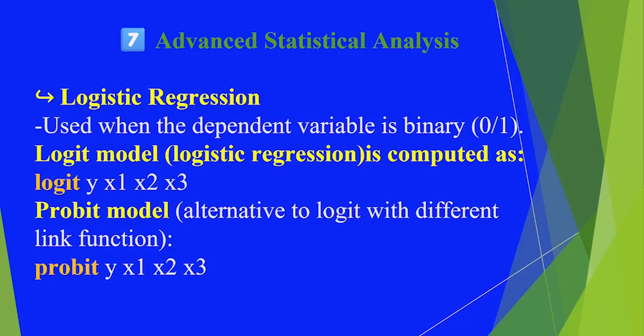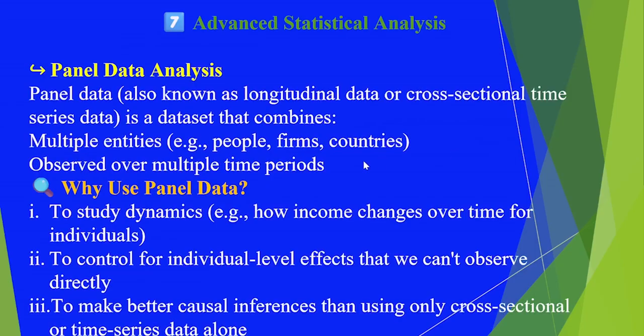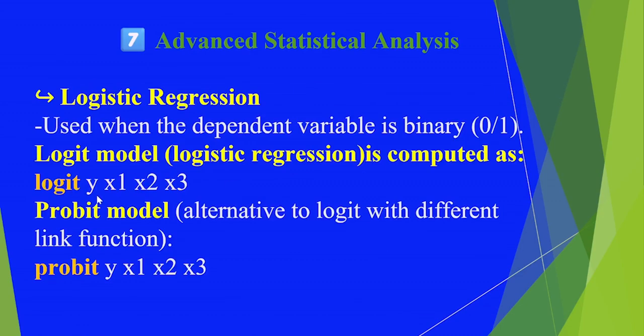Moving ahead, on logistic regression, we use logistic regression when the dependent variable is binary. That is the keyword. When the dependent variable is binary, binary means only two options, zeros or one. And the logit model or logistic regression is computed as, in fact, we have two functions. We can use logit or we can use probit. So the difference is just the name, but the logic is simply the same. We use logit, your dependent variable, which should be binary, followed by your independent variables.